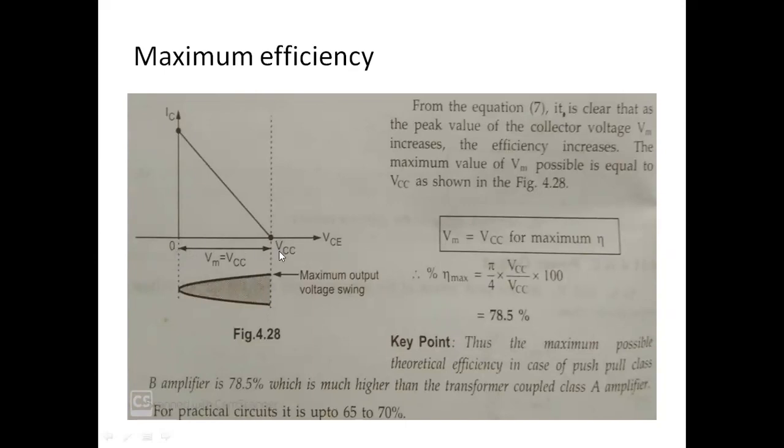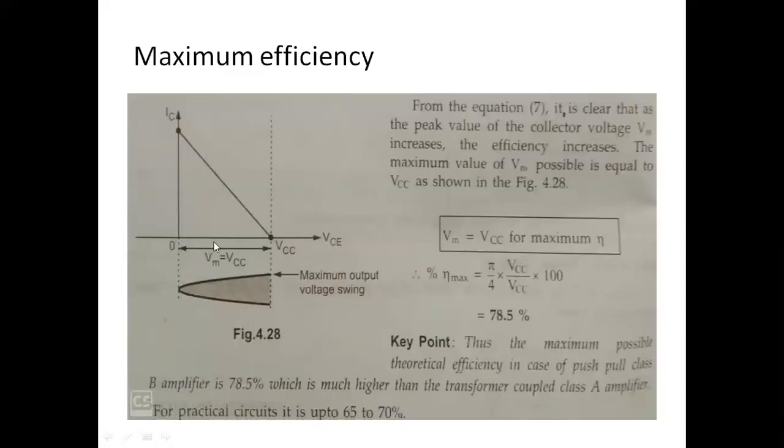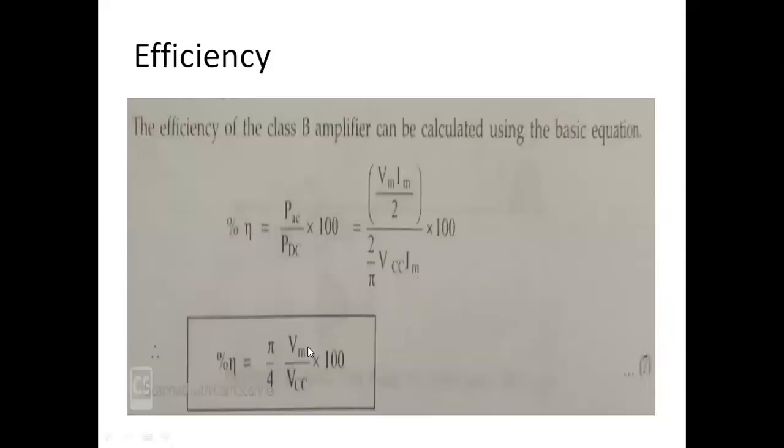Okay, that is from 0 to VCC. In this case, Vm is equal to VCC. That is, when Vm is equal to VCC, we can get the maximum efficiency. That is, in place of Vm, we can substitute VCC here. This is the peak voltage, which is represented as Vm. So from this point to this point, what is Vm? From 0 to VCC, the peak value becomes VCC only. So in place of Vm, substitute VCC in this equation.